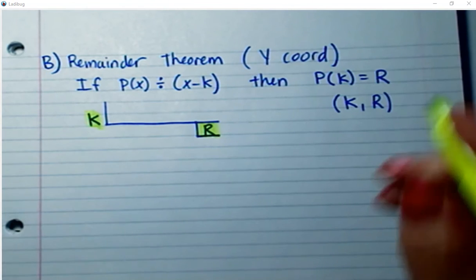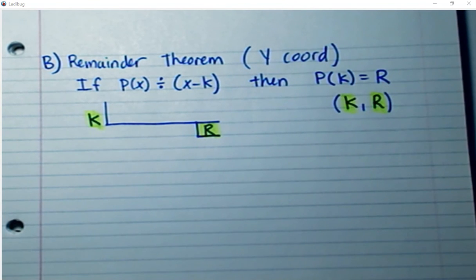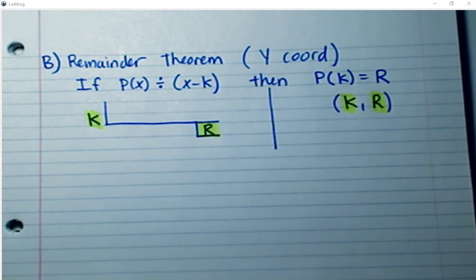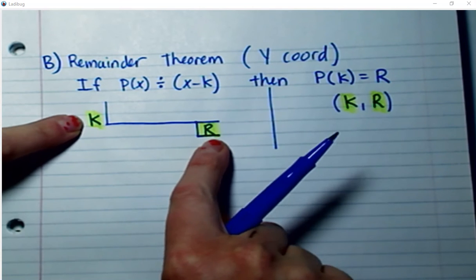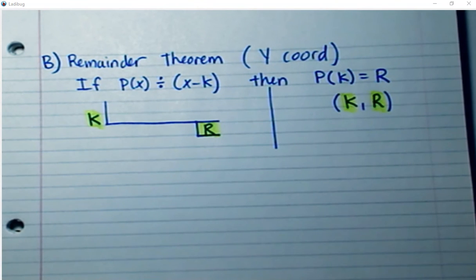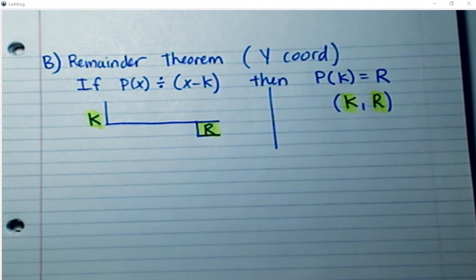Okay, so there's two ways to find the remainder. One of them is with synthetic division. One of them is by plugging in the x coordinate. Okay, so that's what the remainder theorem says. This k and this r are actually an x-y point. Okay? So I'm going to ask you a question, and we'll do it both ways, and then we'll put a box around the answer.